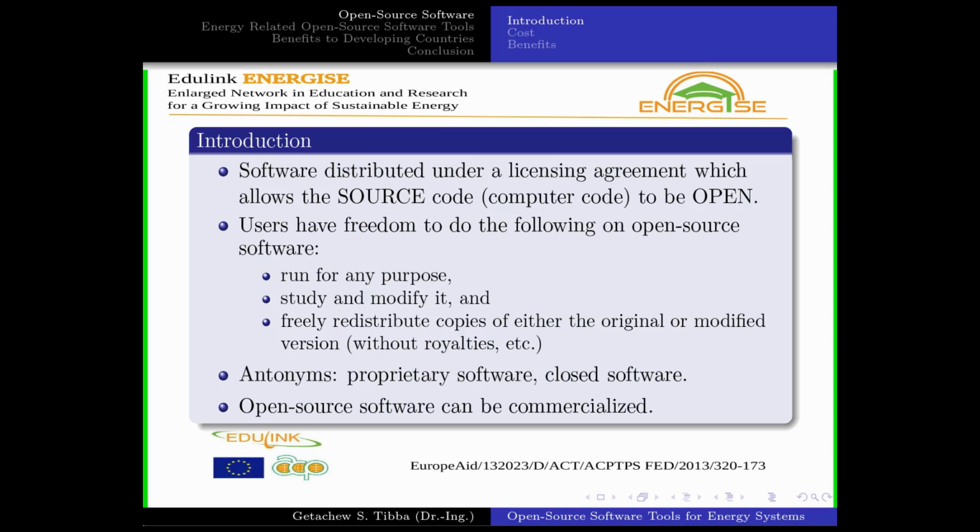They can run the software tools for any purpose. They can study and modify them. They also have the freedom to redistribute copies of these software tools, either original or modified. The opposite of open source software is proprietary software, or closed software, where the user cannot have access to the source code, so it is impossible to make any modifications.